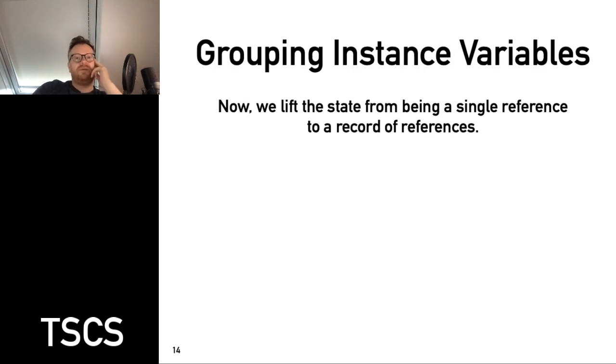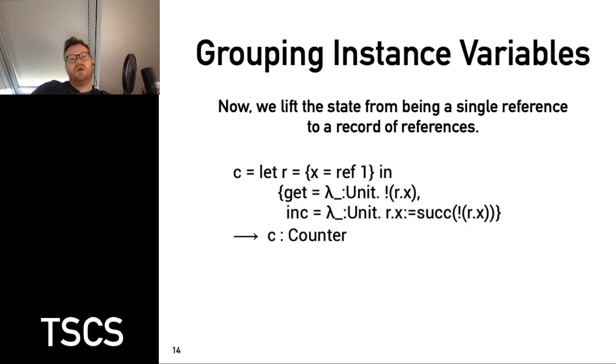And I found this pretty elegant, by the way. Now, of course, we had this single reference variable. This x is a little bit lame. So let's lift that now from a single reference to a record of references. So you now have a record, and every field that you use inside of your implementation, you just define as a reference.